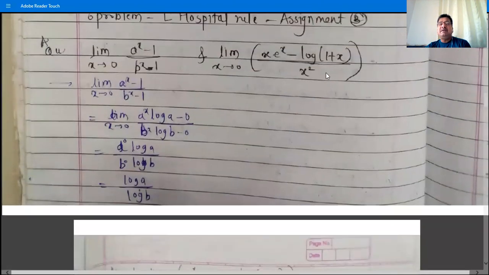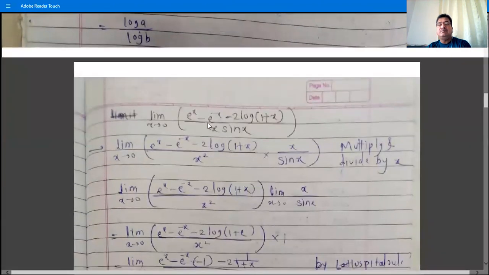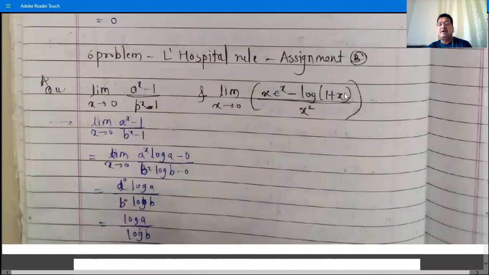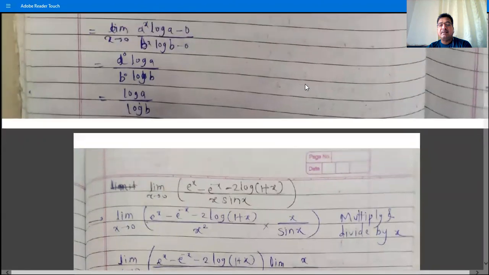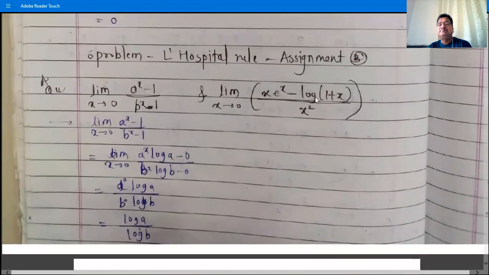Next problem is limit x tends to 0, x into e raised to x minus log 1 plus x by x square. This is the problem for homework.